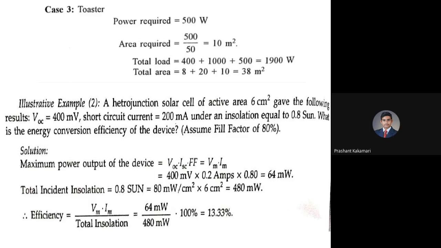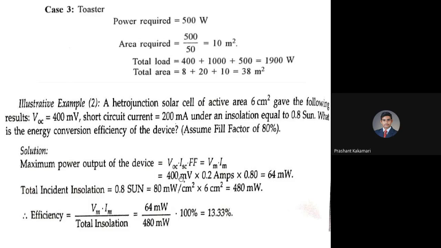So please check the values for correctness. 400 millivolts, 200 milliampere is given. They have taken 0.2 amperes directly. The ampere value is directly taken as 0.2, and they are getting 64 milliwatts as per the 0.2 amperes. The value is 64 milliwatts.